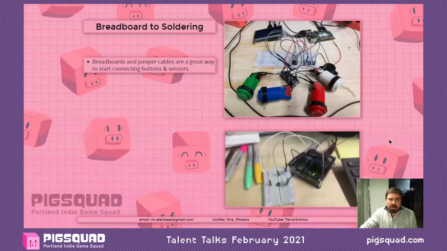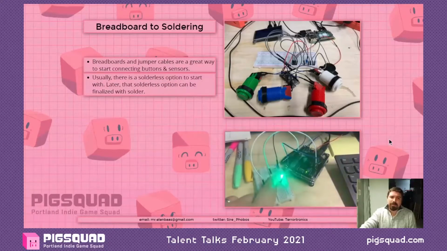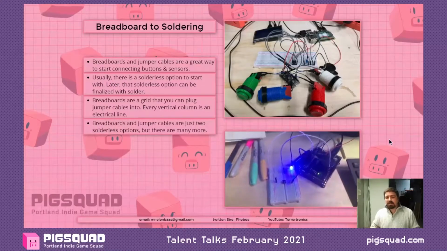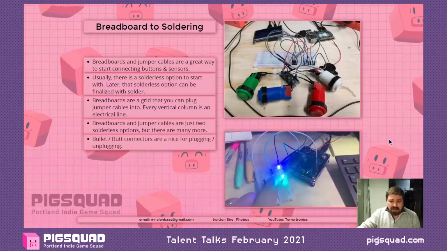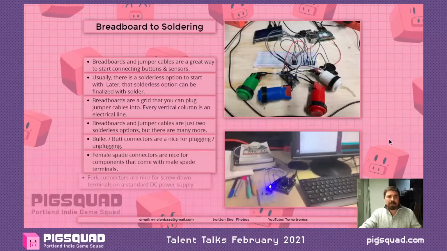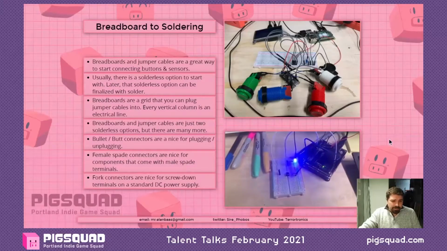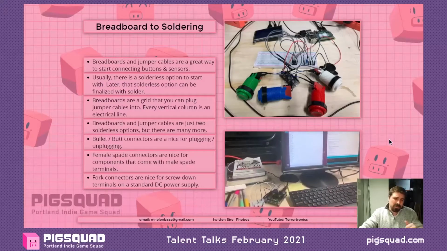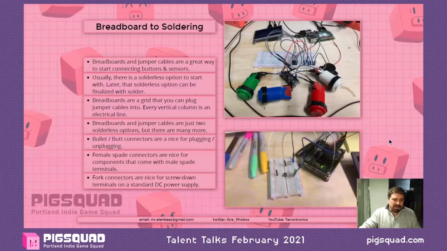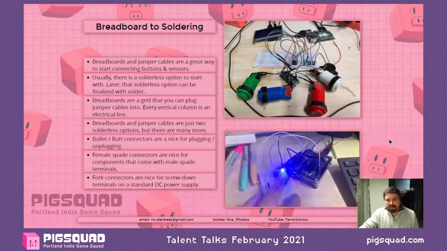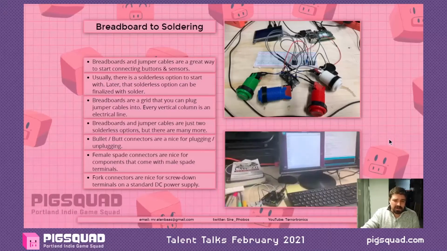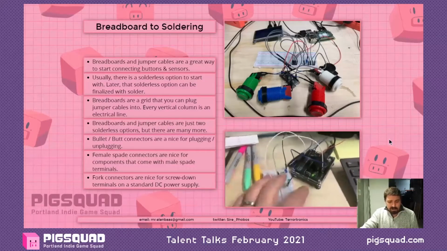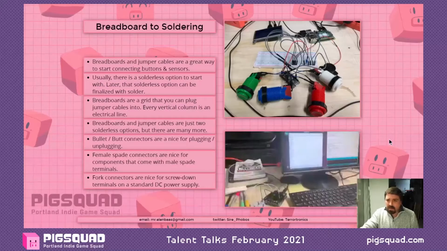Let's talk about going from a breadboard to soldering. You start with breadboards and jumper cables just to start connecting things. They're really great to get things up and going. There's plenty more solderless options that I'm not going to go through too much, but you might use bullet butt connectors, spade connectors, or fork connectors. Those are all solderless options that are pretty quick to put things together with as well.